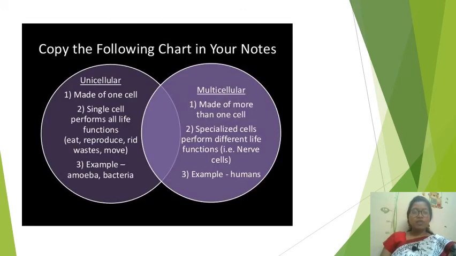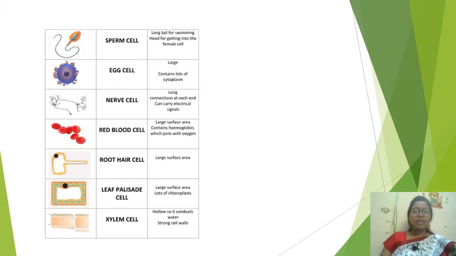These are the examples and definitions of multicellular organisms. Please copy the following chart in your notes so that you will remember it. You can see specialized cells perform different life functions. An example is the nerve cell. And here you can see examples of unicellular organisms, amoeba and bacteria. There are different cells present in the body: sperm cell, egg cell, that is ovum cell, nerve cell, red blood cell, root hair cell, leaf cell, and xylem cell. All these cells are present in plants and animals.